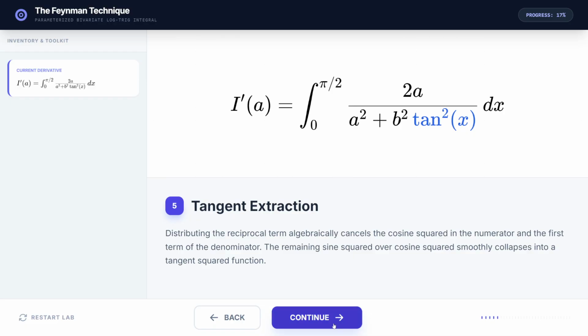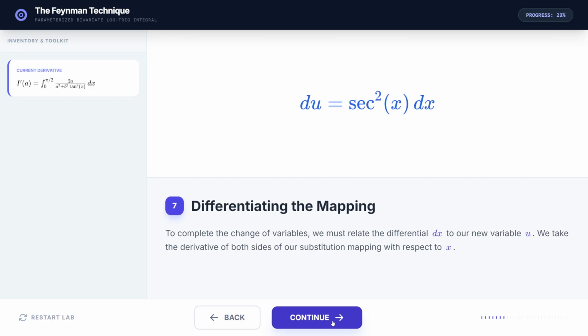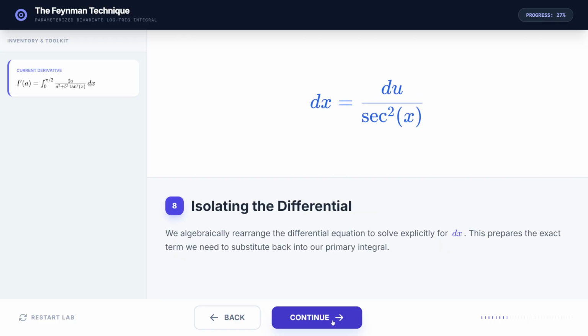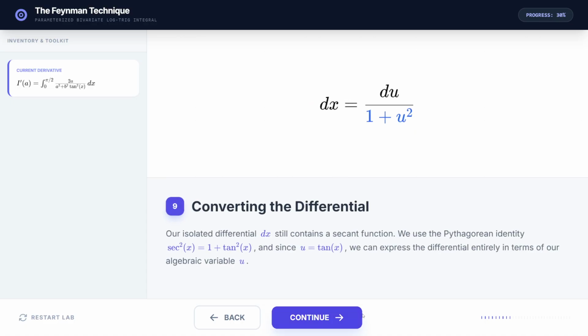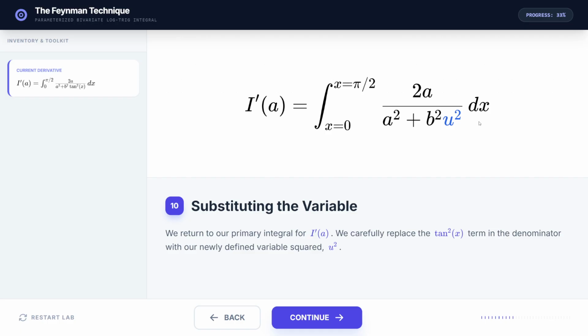And now the obvious substitution is that u is equal to tangent x, so du is secant squared x dx. Dx is du over secant squared x. But we can rewrite secant squared x as 1 plus tangent squared x. And since tangent is just u, we have dx is du over 1 plus u squared. And plugging that back in, we end up getting this.